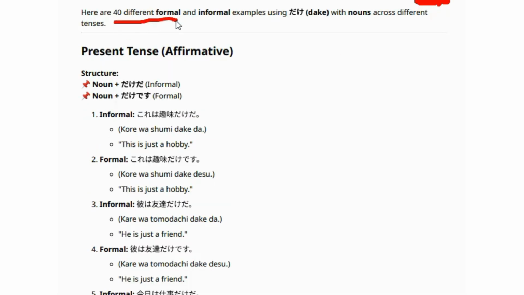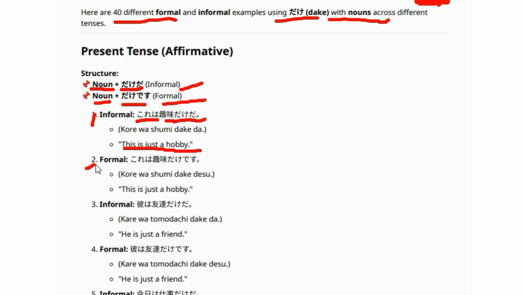So now let's see some examples of dake with noun. The structure is noun plus dake da for informal, and noun plus dake desu for formal. The first example is kore wa shumi dake da. Means this is just a hobby. Next is kore wa shumi dake desu. Means this is just a hobby, for formal.